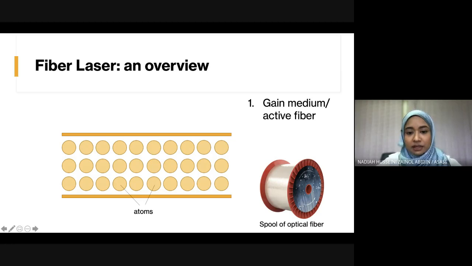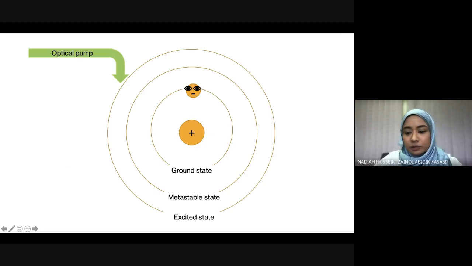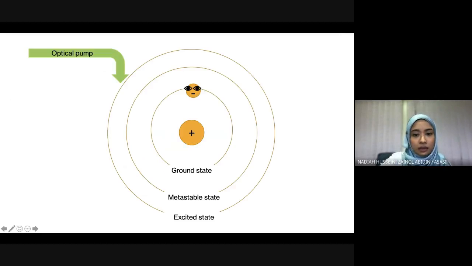Your second ingredient is the optical pump. Now the optical pump looks like this. Oops, sorry, no, it does not look like that. This is just a schematic. When you give an optical pump, you give light energy to your optical fiber, and the atoms take this light and absorb it. I'm going to give you a schematic of that. The atoms in your optical fiber absorb this light energy. The electrons get excited, and go to the excited state.